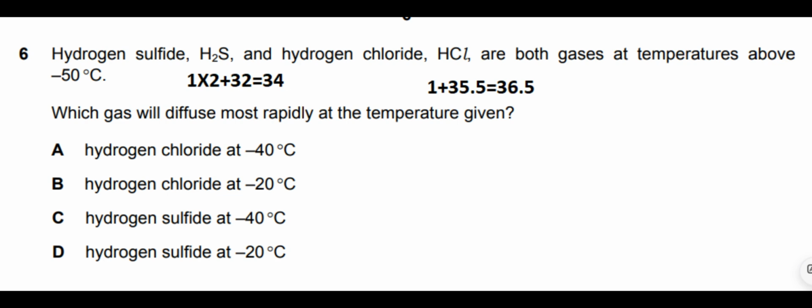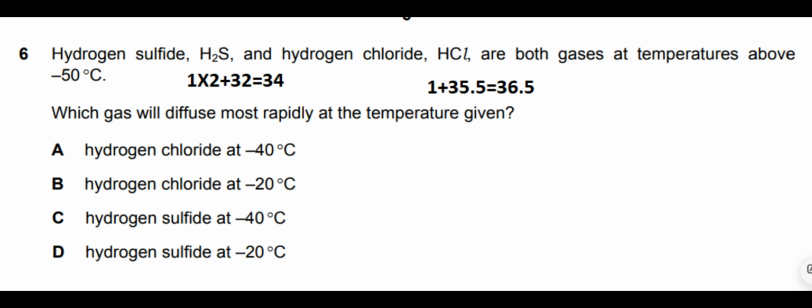For your convenience, I have calculated the molecular mass for these two compounds. H2S has a molecular mass of 34 and hydrogen chloride has a molecular mass of 36.5. That means hydrogen sulfide has a lower Mr, so that is definitely going to diffuse faster, because we know that the smaller the Mr, the faster the rate of diffusion. So they are asking which gas will diffuse most rapidly at the temperature given. Definitely minus 20 temperature is much higher for these gases.